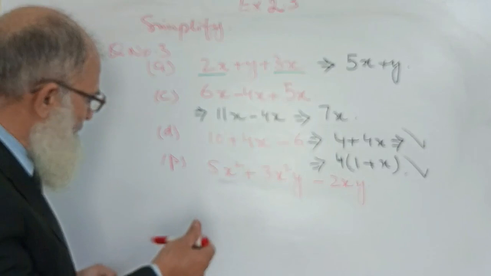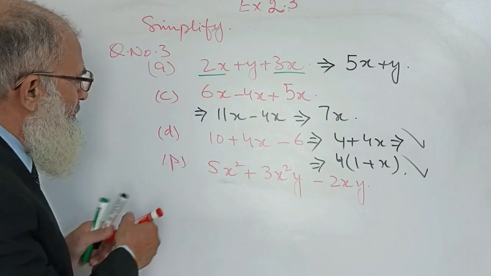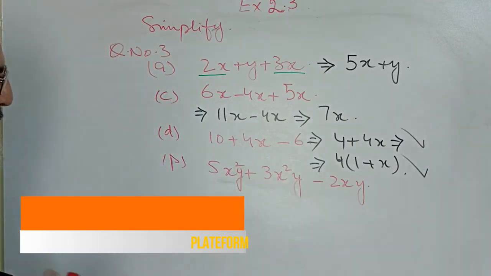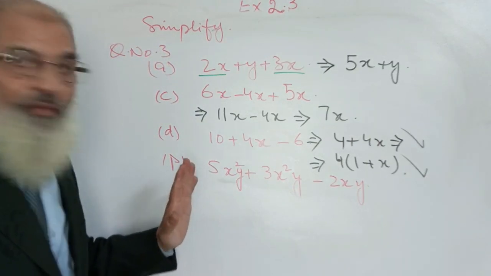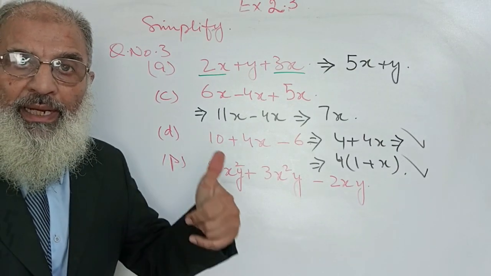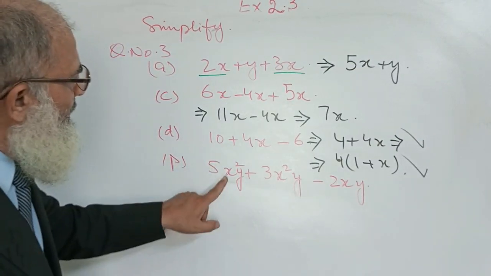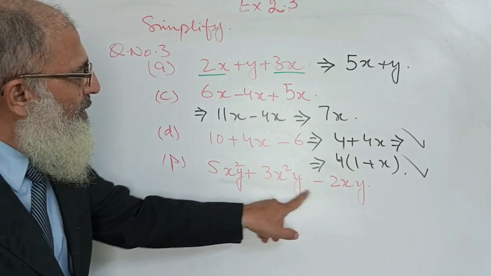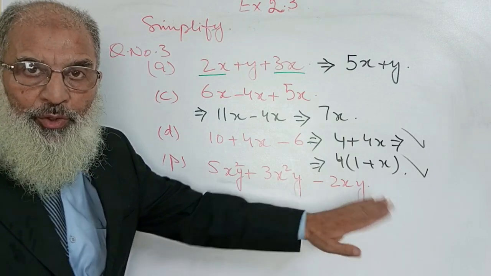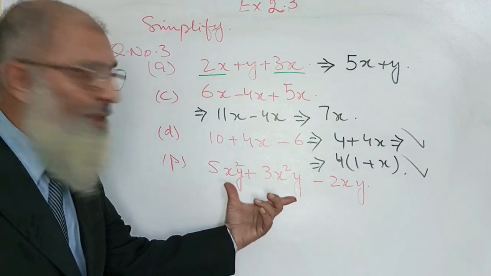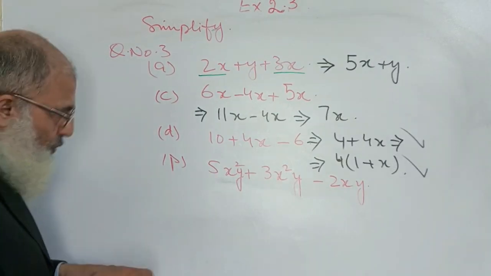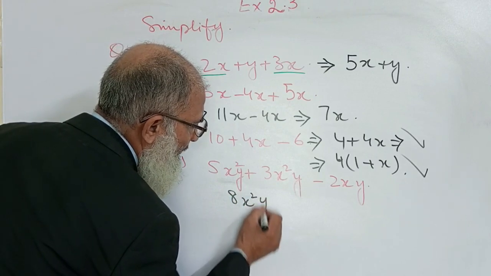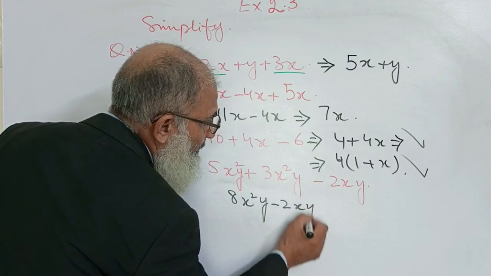Question number 3, part P, and this is over here. So you see that we have to check variable and index. So check the variable and index. X square y. Yes, this is x square y, but this is xy. So leave this and continue with this only. So what will happen over here? 8x square y minus 2xy.